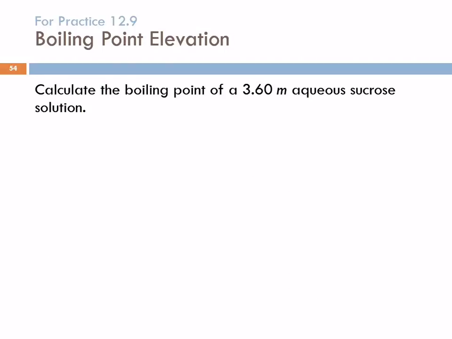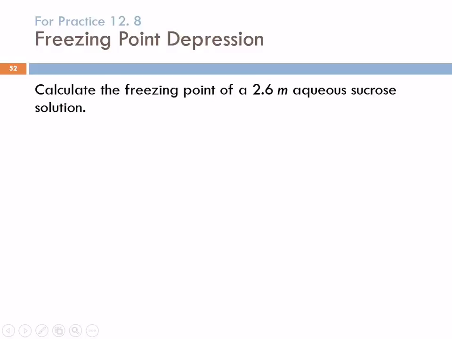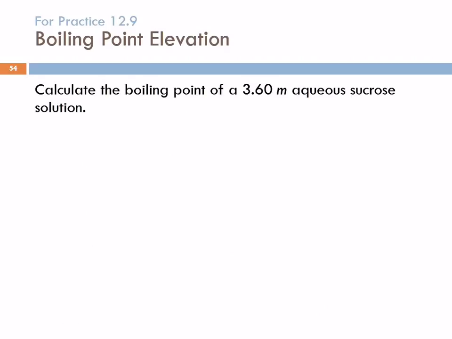We can, of course, calculate this. Calculate the boiling point of a 3.6 molal aqueous sucrose solution. Well, we need Kb for water, so we have to go back over here, and we also need to know what the normal boiling point is, 100. Kb is 0.512. So the boiling point elevation constant for water is 0.512 degrees Celsius per molal. And constants like these are something that will be given to you on an exam. You don't need to memorize those.